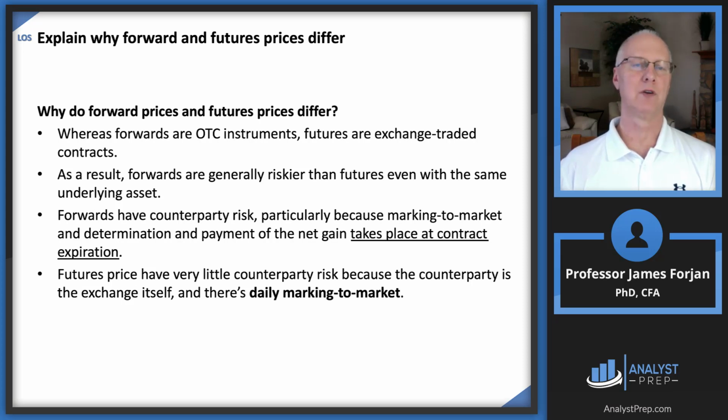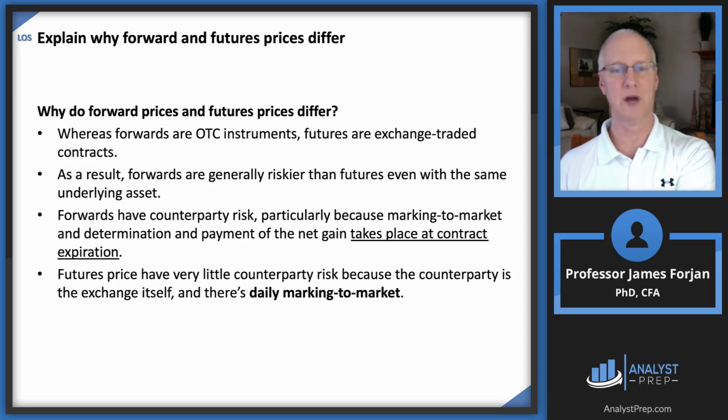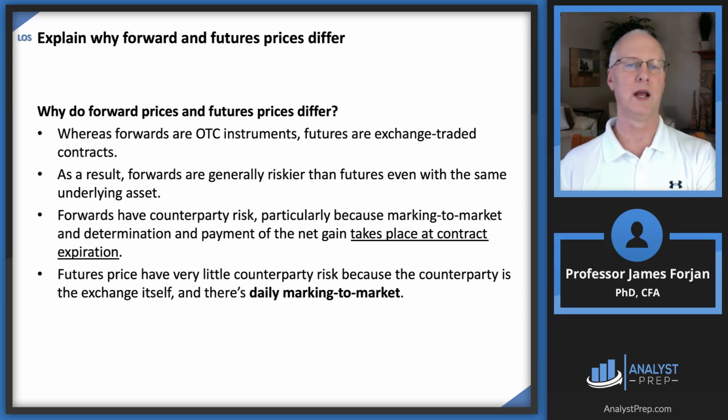Now, the simplest answer to explain this LOS, why do forward and futures prices differ, is the following: forward contracts are almost always tailored and customized to the unique characteristics of the buyer and the seller. Futures contracts, however, are standardized and are traded on an organized exchange. So the simple fact that one is going to have tons of extra liquidity and marketability than the other must mean there are slight differences in those prices even when the underlying asset is identical. Let's go back to my Honeycrisp apple example.